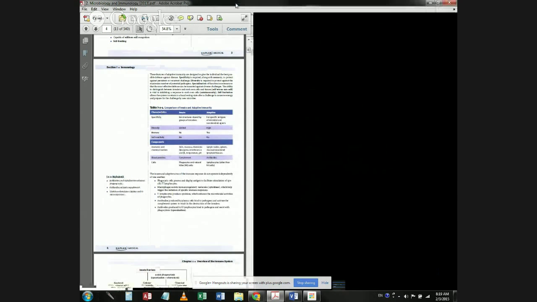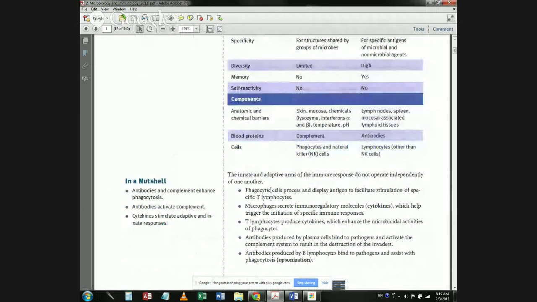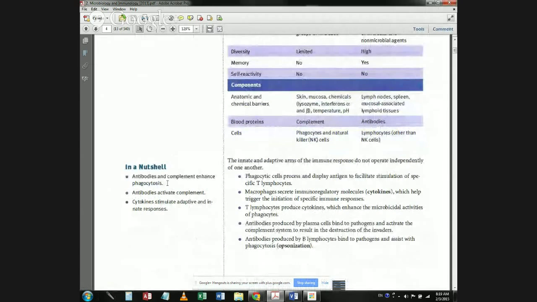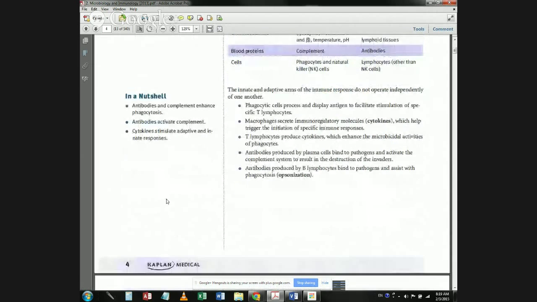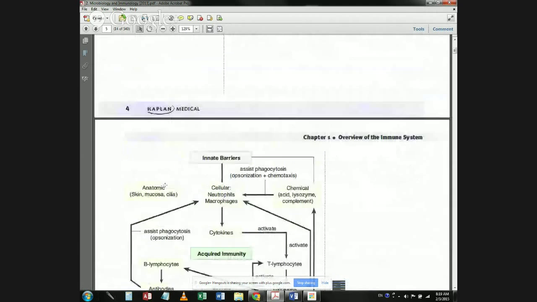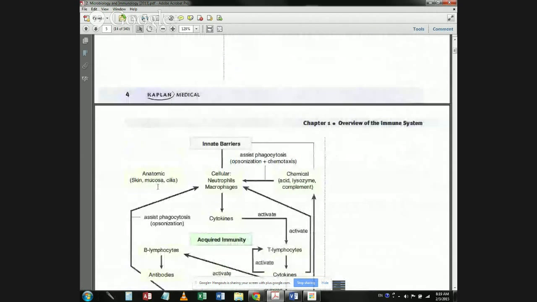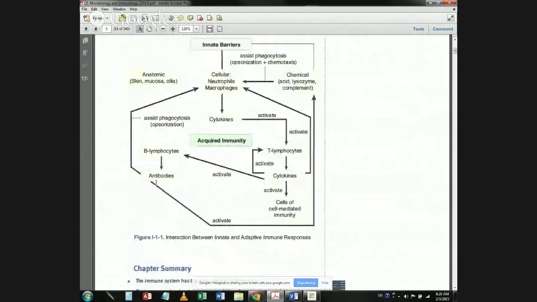Okay, so that's pretty explanatory. This is how they both work together. The macrophages display and activate the antibodies, and complement enhances phagocytosis. Antibodies activate the complement. Cytokines stimulate adaptive and innate responses. Okay, then what happens? Basically, let's go on to the next subject. Oh, we're done. Awesome.